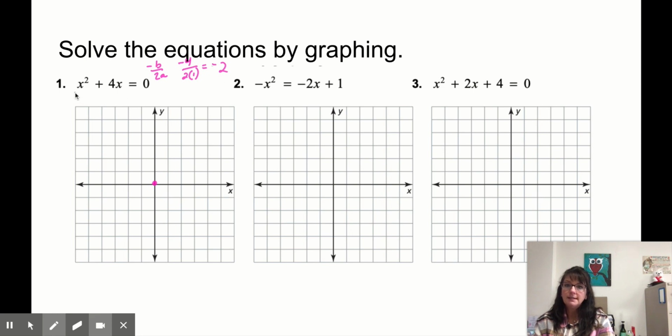Then we could plug this in and get -2 squared plus 4 times -2. This will be equal to y, the y-coordinate. So we'll have 4 and then -8. So we'll have -4 is equal to y. So our vertex is at -2, comma, -4, right? So -2, 1, 2, 3, 4.